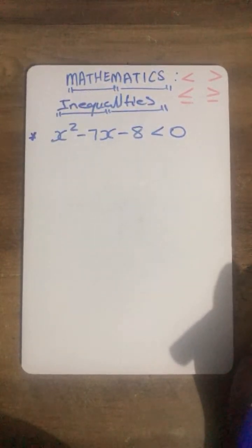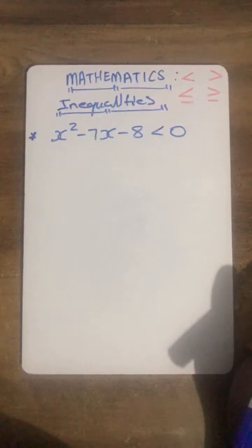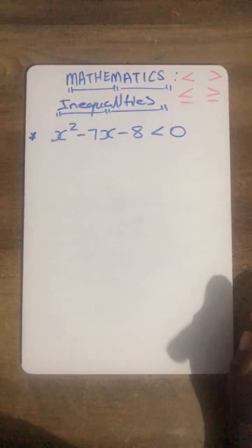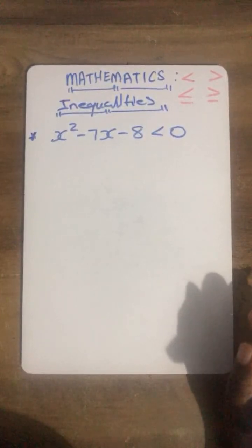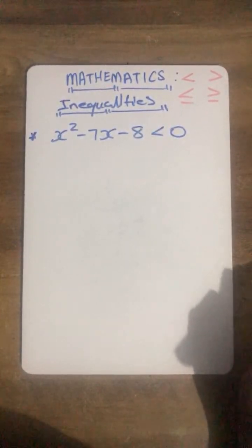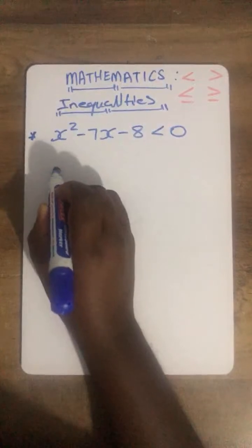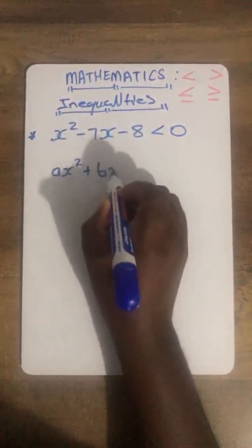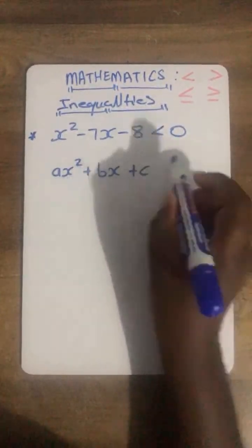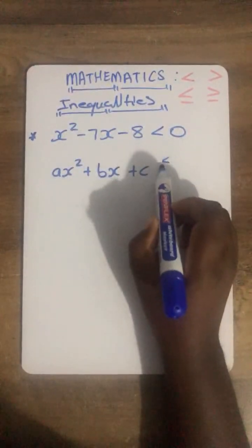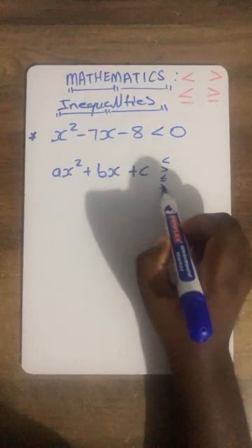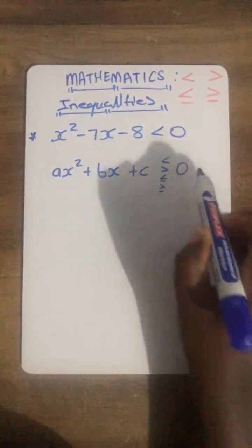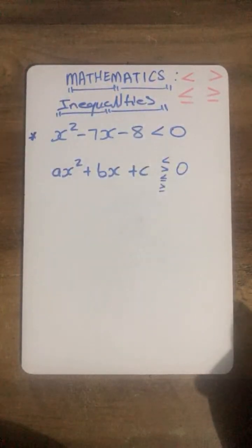So now, let's see. The first thing that you would like to do, honorable members, is to make sure that your problem is in the standard form. What do I mean when I say it's in the standard form? It has to be in that format of x squared plus bx plus c. Then, doesn't matter what inequality sign you are having. On the right, everything must be equated to 0.